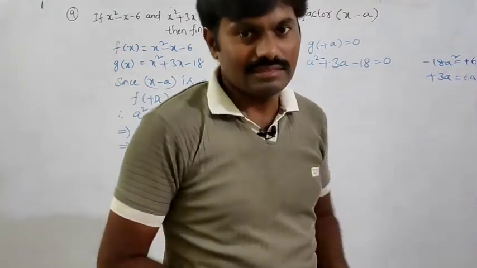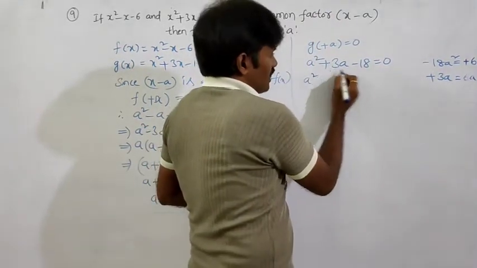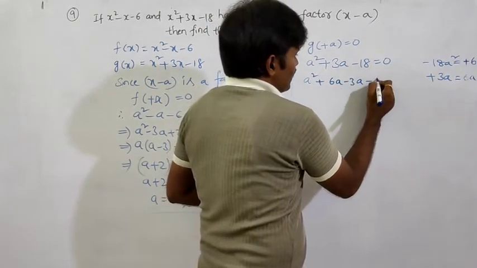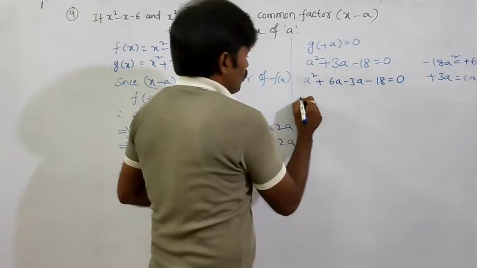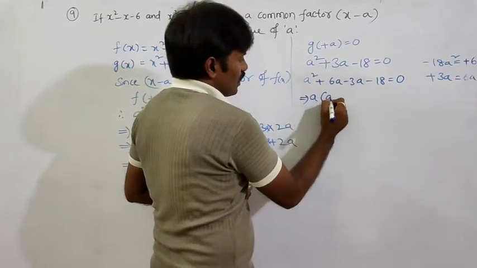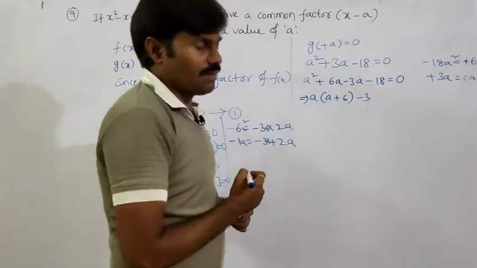Is it clear? See, now I am writing a square plus 6a minus 3a minus 18 is equal to 0. So here from first two terms we can take out a as common factor, so a plus 6. From next two terms we can take out minus 3 as common factor.